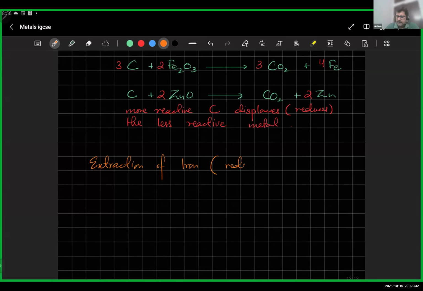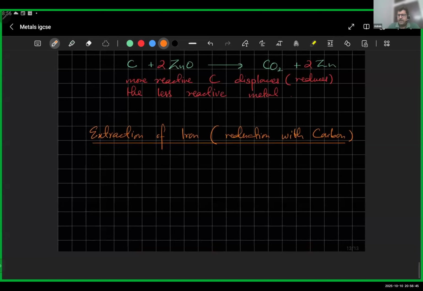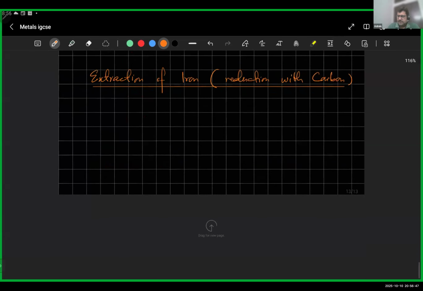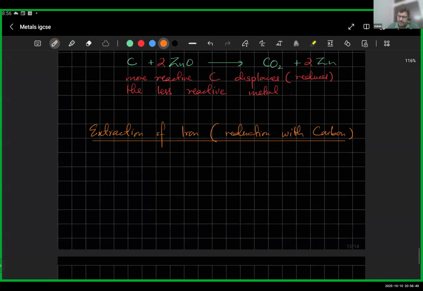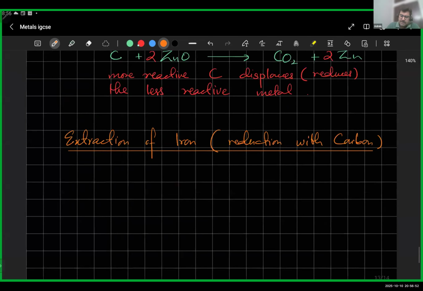That is the reduction with carbon. So this needs to be studied in a lot of detail, because you're going to get big questions on this. As a first thing, these middle ones: iron is moderately reactive, not too reactive.